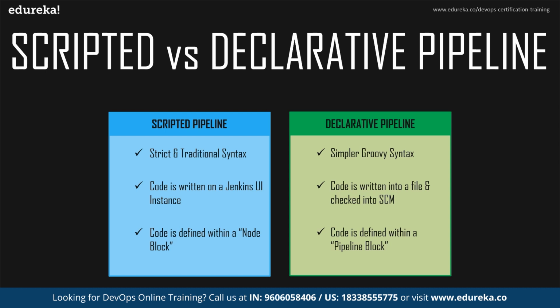When you use a declarative pipeline, you can get code from any version control tool like Git. You can create something called a Jenkins file, and you can download the Jenkins file from a version control tool, and that can be used to run your Jenkins code. When you use a scripted pipeline, you define code in something called a node block, but in a declarative pipeline you define code in a pipeline block, as we can see in the previous example.